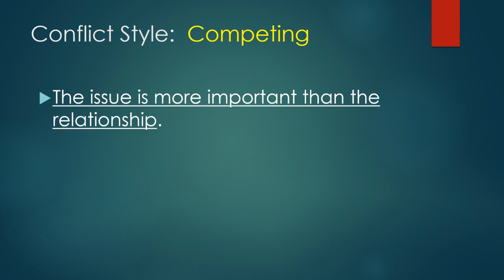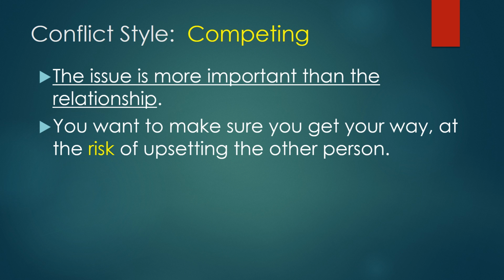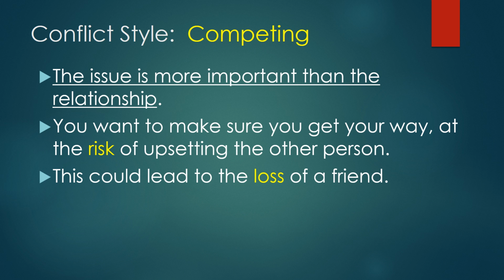So, breaking it down a little bit, the issue is more important than the relationship. So the issue at hand is important to you. It's something that you're not willing to waver on. Whether or not that person that you're having conflict with gets upset with you or gets angry with you is not important to you. All right. You want to make sure you get your way at the risk of upsetting the other person. All right. And this could lead to the loss of a friend.